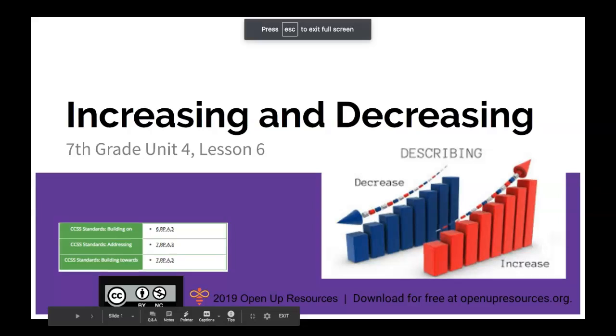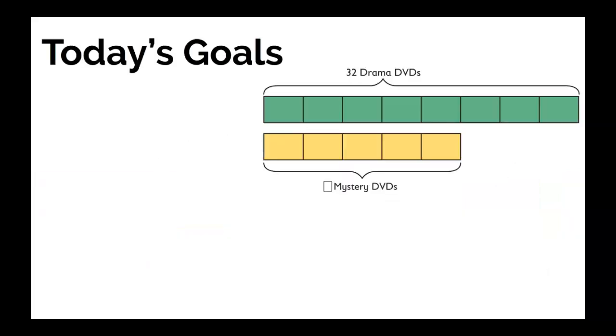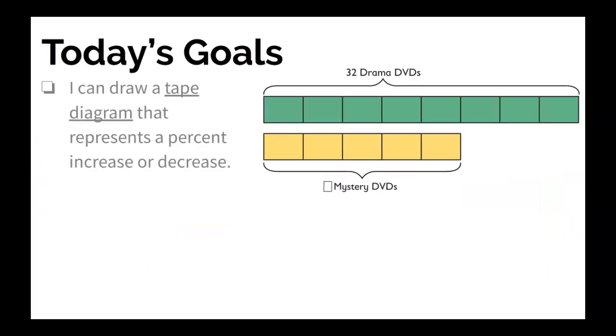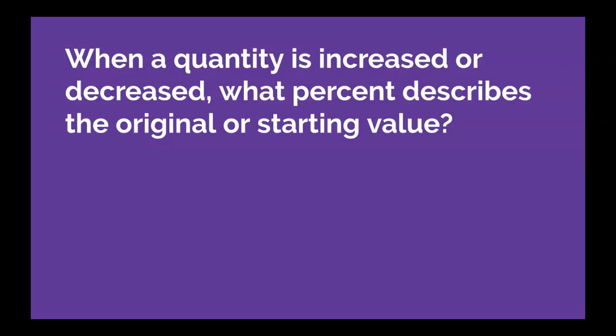In this lesson, I'll summarize 7th grade Unit 4, Lesson 6, Increasing and Decreasing. So today's goals, we are going to try to draw a tape diagram that represents a percent increase or a percent decrease. And also, when you know a starting amount and the percent increase or decrease, you need to be able to find the new amount.